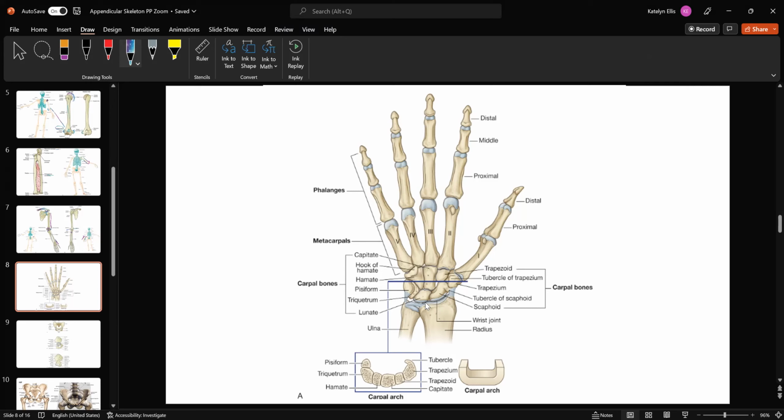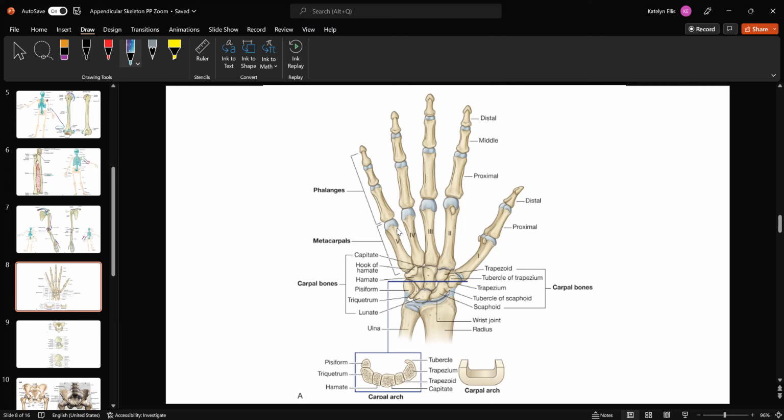Now, the hand itself has 27 bones. The carpus, or what we call the wrist, accounts for 8 of those. The metacarpals of the palm account for 5 of those. And the remaining 14 are digital bones, fingers, and your thumb. Okay, in the palm of the hand are the 5 metacarpal bones, and those are the long bones that form the framework of each hand.